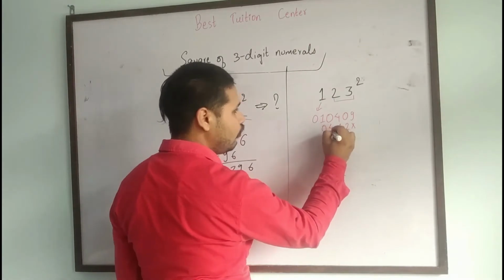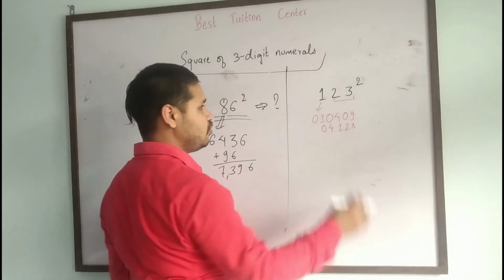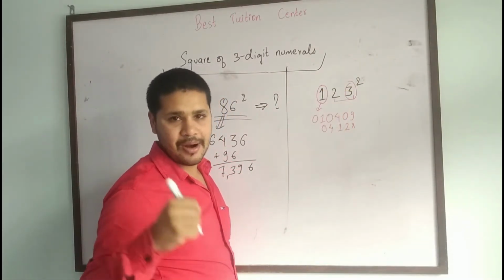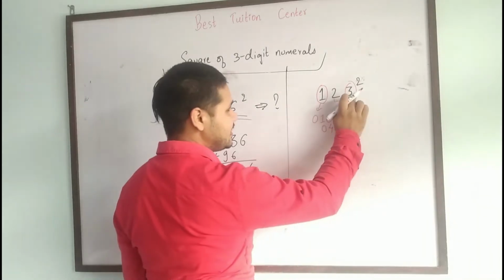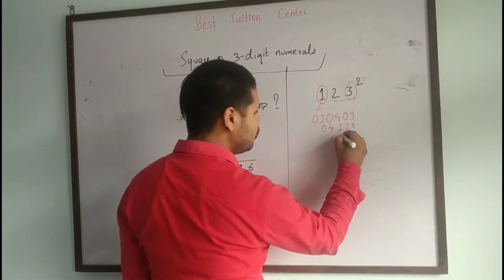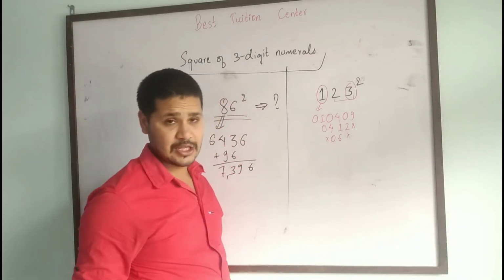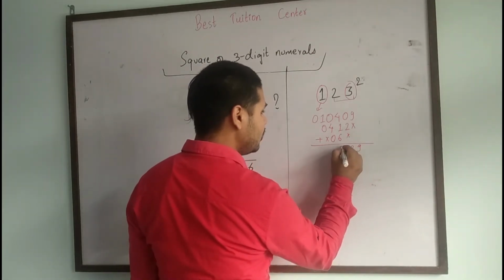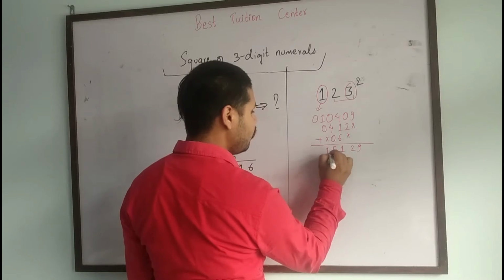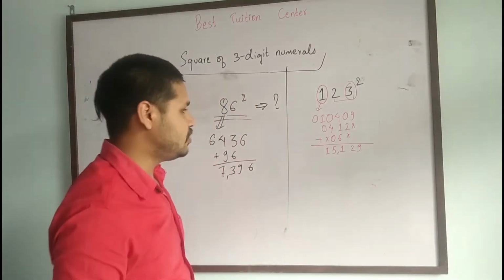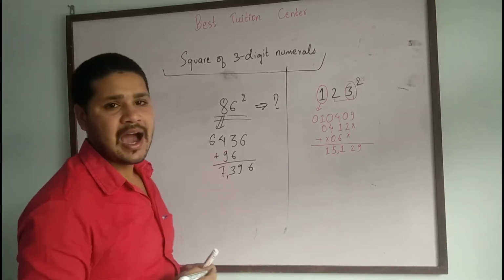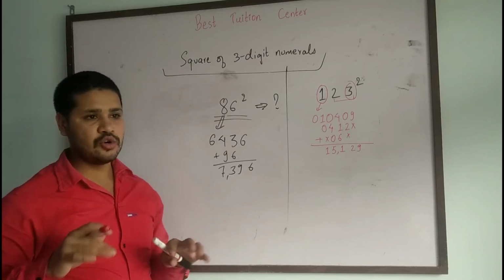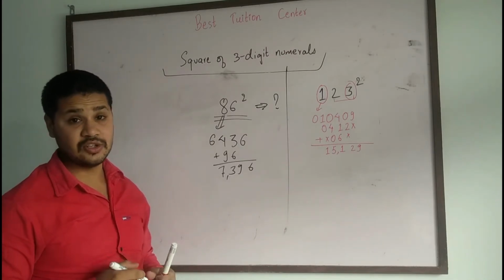So 04. Now the last step is we need to multiply the number in the ones position and the hundreds position and multiply it with 2. So 1 times 3 is 3, times 2 is 6. So 06, leaving these two positions as well. Now let's go for the addition. 9, 2, 11, carry 1, 5, 1. So the answer is 15,129. This is the answer to the square of 123. You can take out your calculator and check the answer instantly.